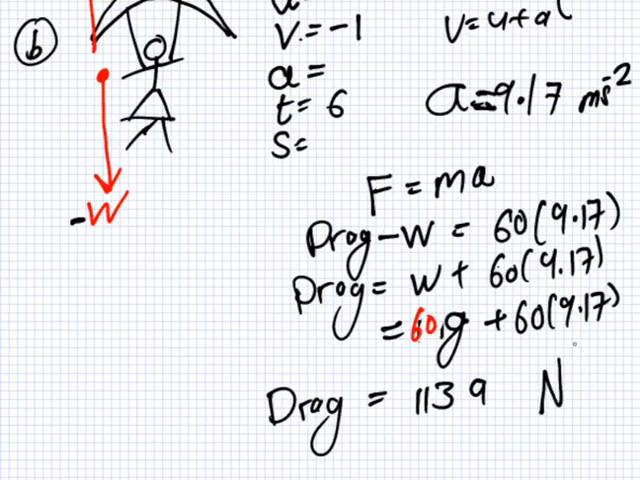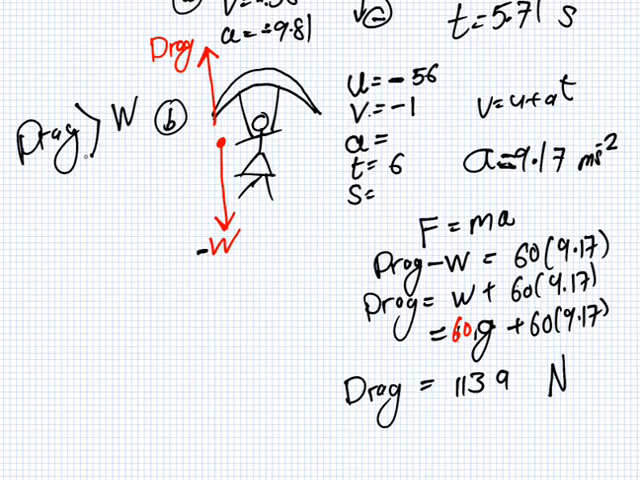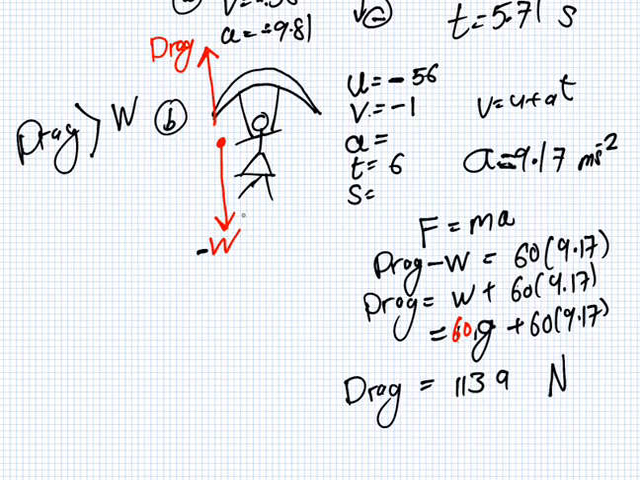And I get drag equals 1138.8 newtons. So about 1139. And before you ask, if you got minus 1139, that's fine. Did you get minus 1139? No. Okay. What did you get? Something else. Close to 1000? I didn't do this one. Alright.